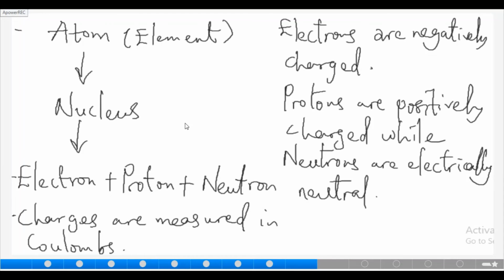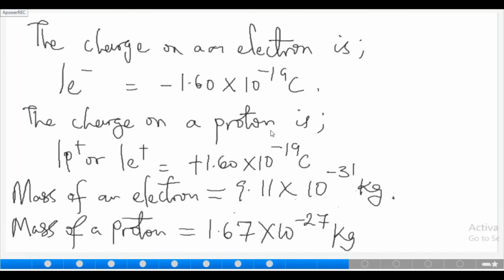The nucleus houses three major particles. We have electron, proton, and the what? Neutron. Now, the charges on the electron and proton are basically measured in what? Coulombs. Don't forget that electrons are negatively charged, protons are positively charged, while neutrons are electrically neutral. Why do we say neutrons are electrically neutral? Because they have no charge. The charge on an electron is minus 1.60 times 10 raised to the power minus 19 coulomb. Why? Because the electron is negatively charged.